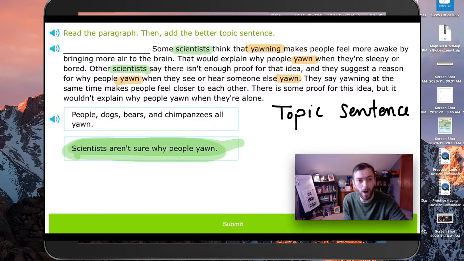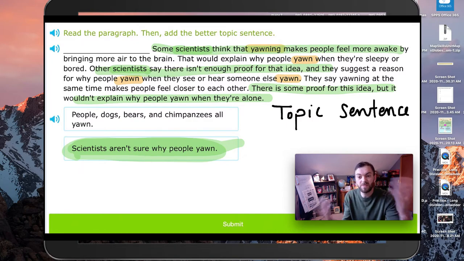Scientists aren't sure why people yawn. Let's think about that as a topic sentence. Scientists aren't sure why people yawn. Some scientists think that yawning makes people feel more awake, and other scientists say there isn't enough proof of that idea. So that topic sentence tells the reader this paragraph is going to be about how scientists aren't sure why people yawn. So you're just telling people this is what the paragraph's going to be about.